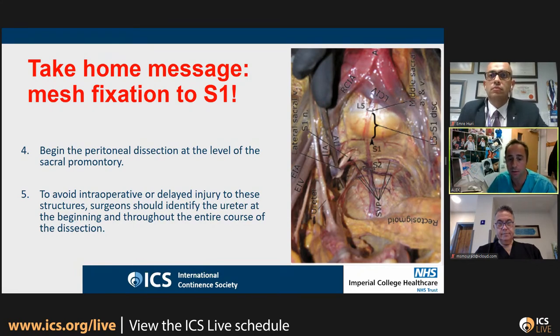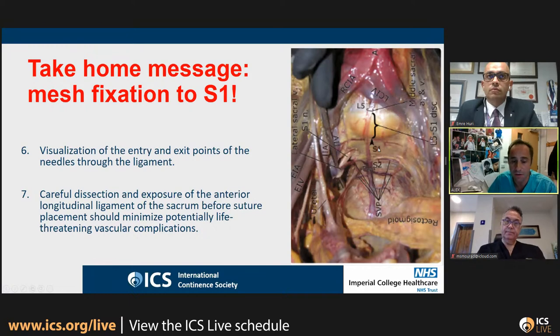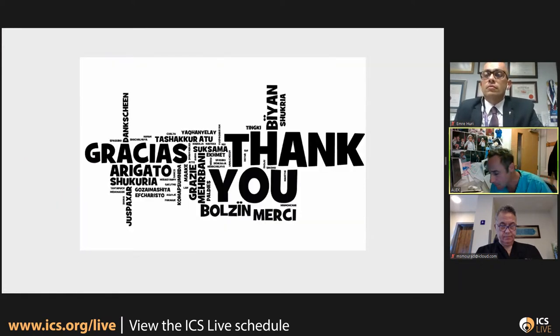To avoid intraoperative or delayed injury to these structures, everyone should identify the ureter at the beginning and throughout the entire course of the dissection. If we decide to attach the mesh to the sacral promontory or S1 using a needle, we should visualize the entry and exit point of the needle through the ligament. And finally, when we do the dissection of the peritoneum and the exposure of the anterior longitudinal ligament of the sacrum before suture placement, we should try to minimize any potential life-threatening vascular complication, because these are not uncommon.